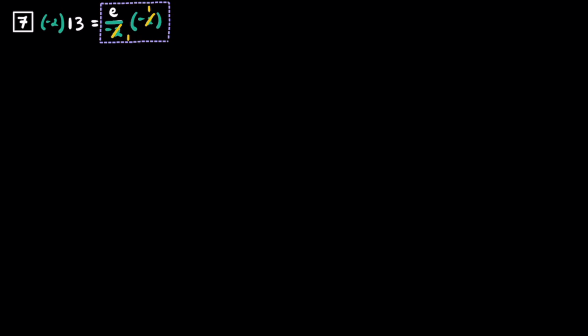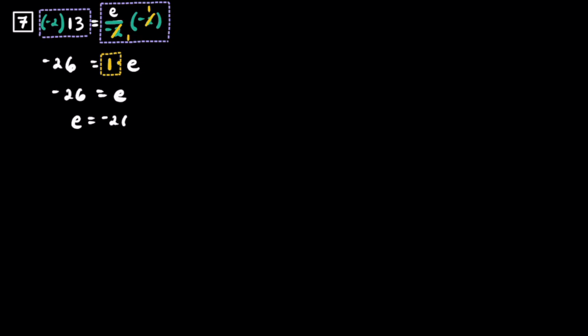So on the right side of the equation, we can simplify this down to saying we have 1 times e. On the left side of the equation, we have this negative 2 times 13. 2 times 13 is equal to 26, so negative 2 times 13 will equal negative 26. If we know 1 times e is equal to negative 26, we can drop this 1 and say that negative 26 is equal to e. Turning this around, we can just say e equals negative 26. There's our answer. For number 8, we have negative 8 is equal to negative 4/5 times f.